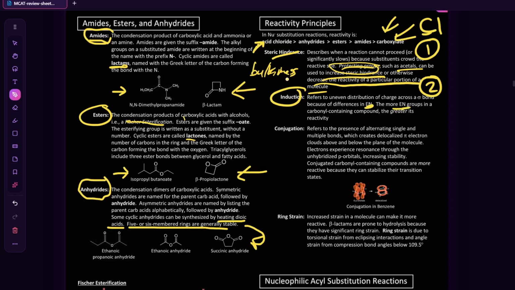So a good way to think of it is that this is the same effect as the electron withdrawing group effect from the acidity discussions from before. So electronegative atoms pulling electron density away, and stabilizing a nearby negative charge. So it's the same effect, just showing up here as a reactivity boost on the carbonyl carbon instead of an acidity boost on the conjugate base. So induction again refers to uneven distribution of charge across a sigma bond because of differences in EN. So the more EN groups in a carbonyl containing compound, the greater its reactivity. So that's the second factor.